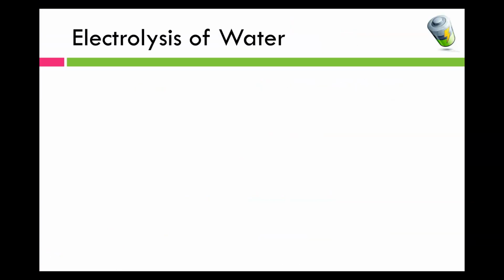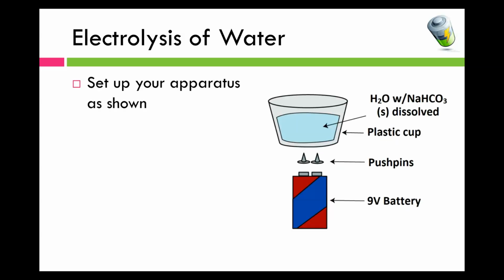Another really common application of electrolytic cells is to electrolyze water. So this is extremely similar to what we just talked about with the electrolysis of a molten salt, except this time we're working with water. We're actually going to do this in class. So we're going to set up our apparatus as shown.